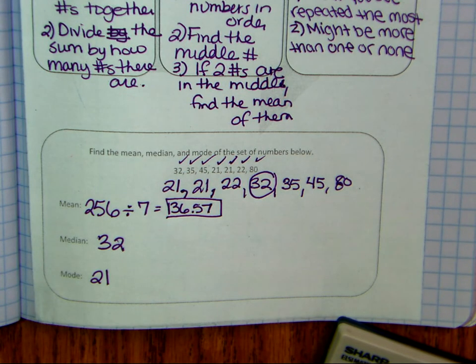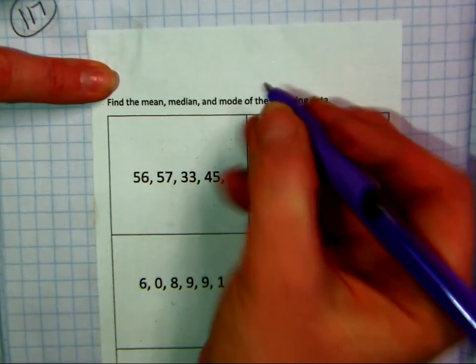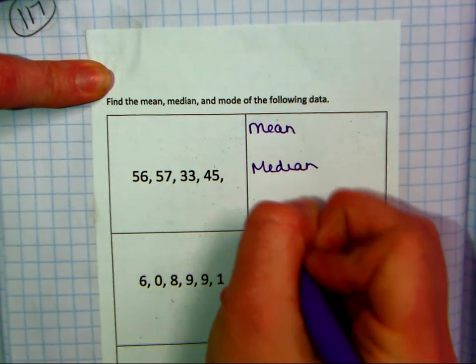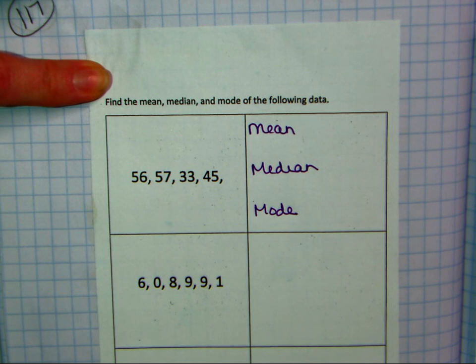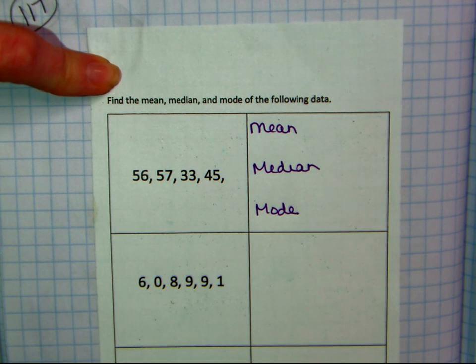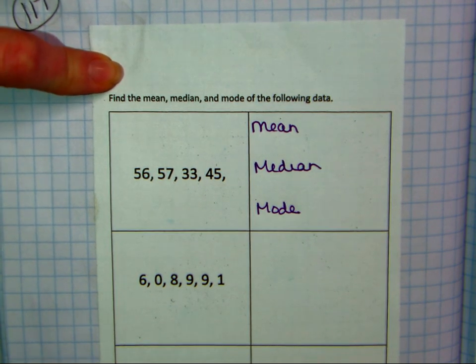Now, on page 117, you have 4 different examples. For each one, I want you to write the mean, the median, and the mode. On these ones, you may use the calculators that are in your boxes to help you, but you need to make sure that I see that you know how to find all of those 3 different things. When you're done, if you want to try without using the calculators and then use the calculators to check, you can do that, or you can solve with the calculators.